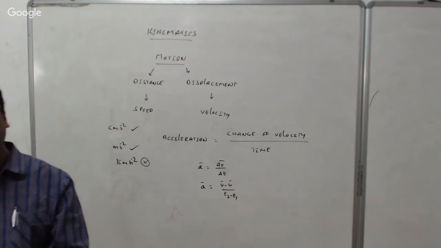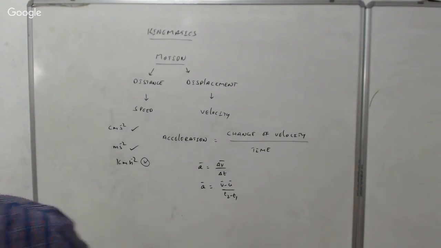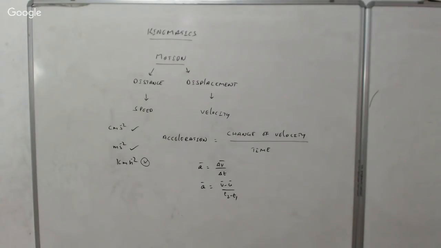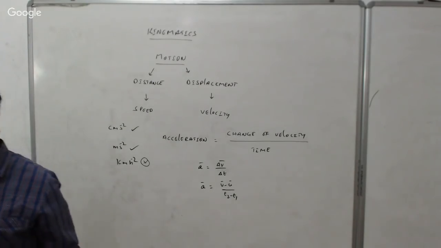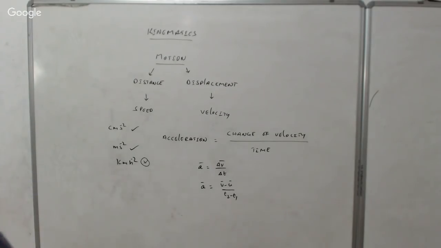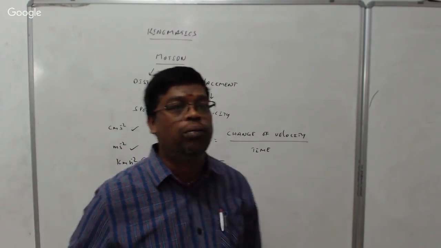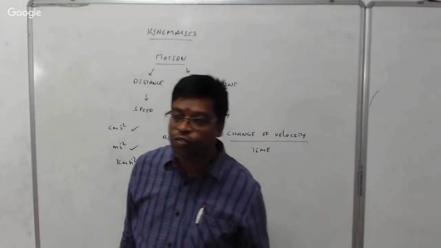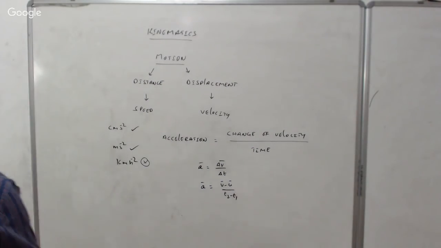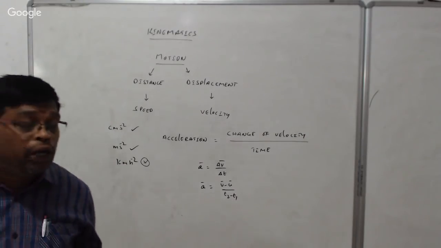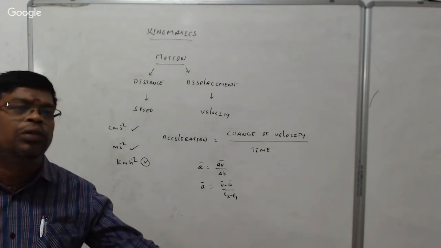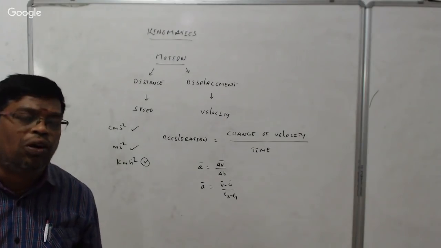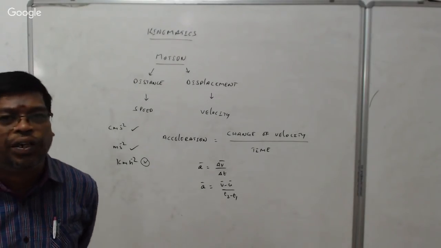What is the first one? Uniform acceleration. How do you define uniform acceleration? Uniform acceleration can be defined as the change in velocity by equal amounts in equal intervals of time. Okay? Change of velocity in equal amounts in equal intervals of time, however small the time interval may be. This is called uniform acceleration.